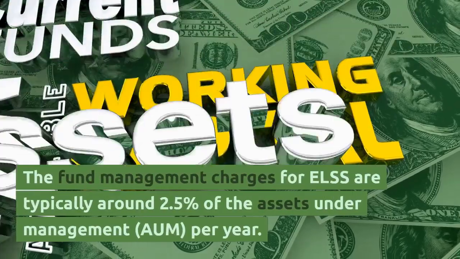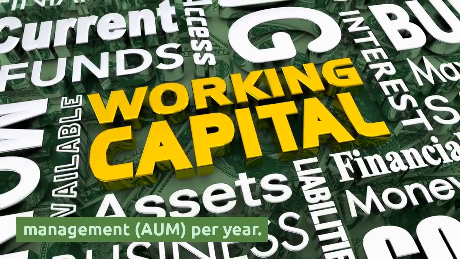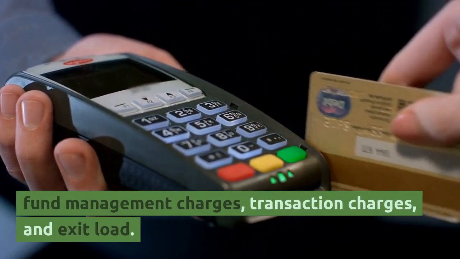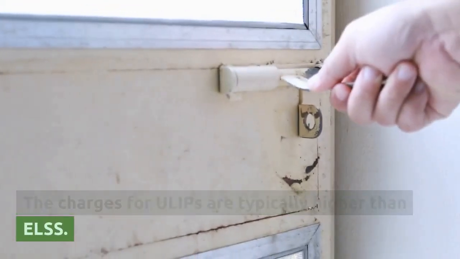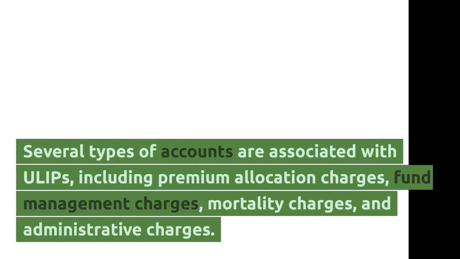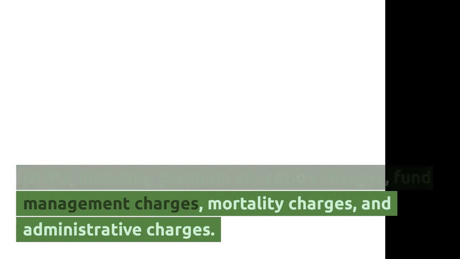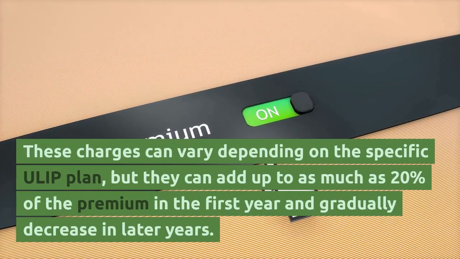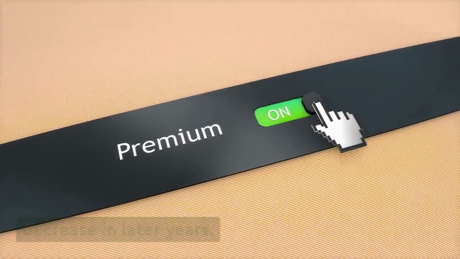Charges. The fund management charges for ELSS are typically around 2.5% of the assets under management, AUM, per year. There may also be additional charges, such as transaction charges and exit load. The charges for ULIPs are typically higher than ELSS. Several types of charges are associated with ULIPs, including premium allocation charges, fund management charges, mortality charges, and administrative charges. These charges can vary depending on the specific ULIP plan, but they can add up to as much as 20% of the premium in the first year and gradually decrease in later years.